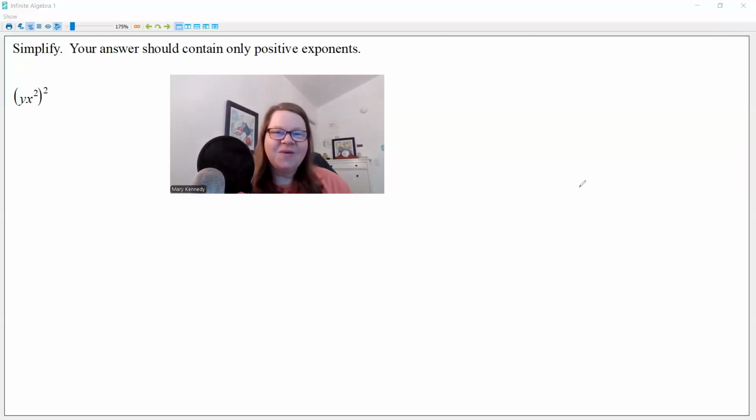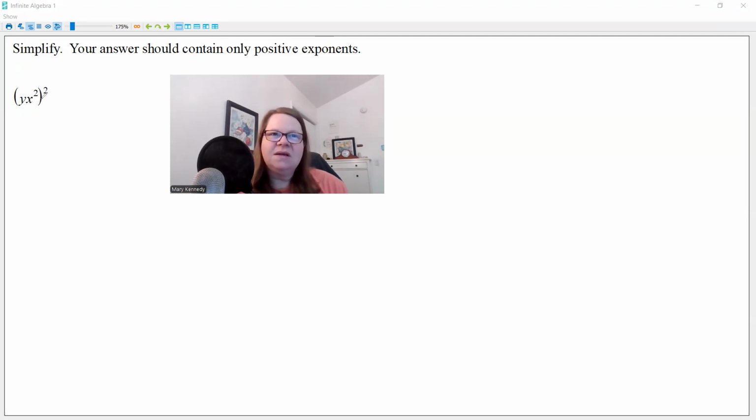All right, another exponent problem. Let's see here. We have a parentheses, and that is called the power rule because all of this is raised to the second power. So let's look at how we think through this problem.